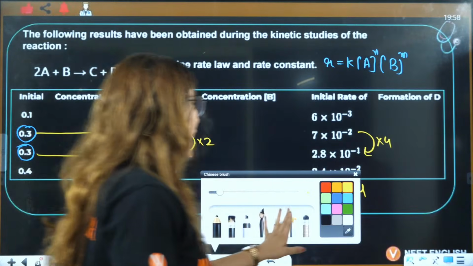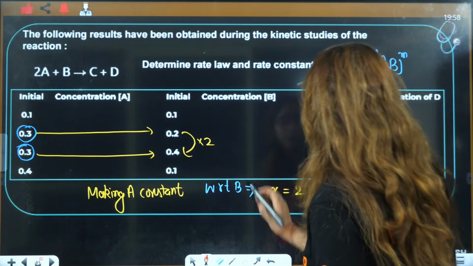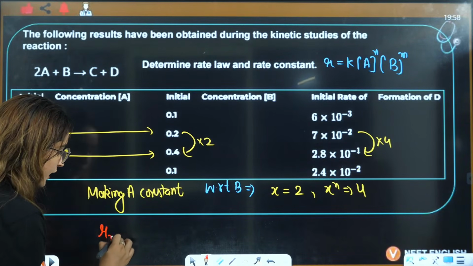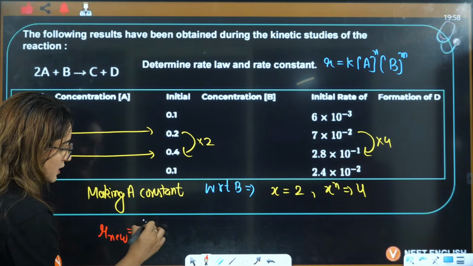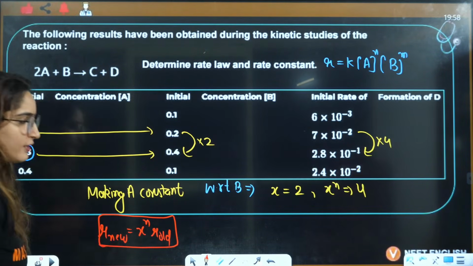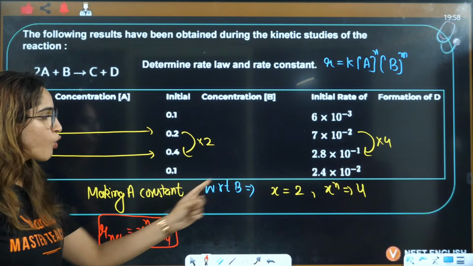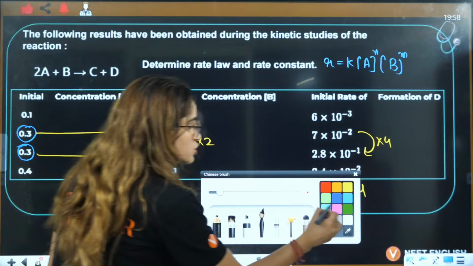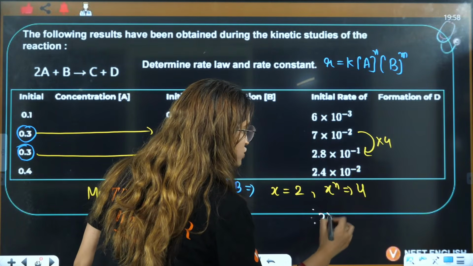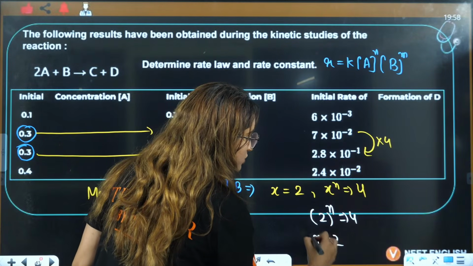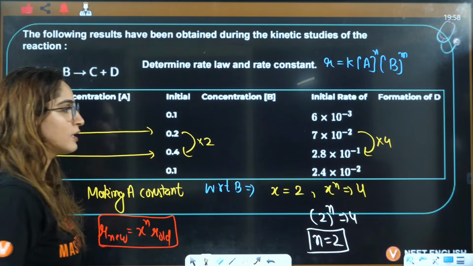See, I told you this trick. I told you that new rate is equal to X raised to power N of old rate. From this value, I am writing it here, right? So concentration is increasing double, rate is getting 4 times. So can I just write here 2 raised to power N is equal to 4? That means N should be equal to 2, right?